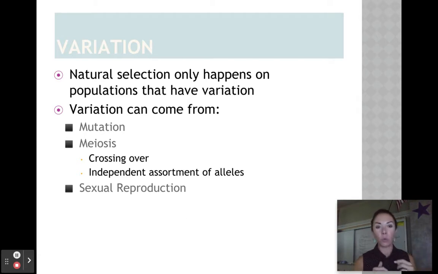And then there's sexual reproduction, meaning two different sperm and egg come together. Remember from bacteria, there's also asexual reproduction, where one just makes a clone of itself. That happens in bacteria. But sexual reproduction is when two different sets of chromosomes come together to make a new combination. So natural selection can only happen when there is variation, and the mechanisms of variation are those three things: mutation, meiosis, and sexual reproduction.